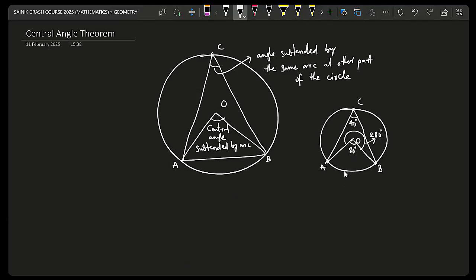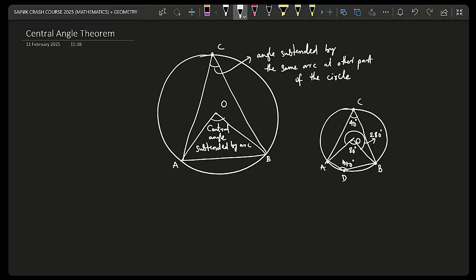Now, if you take any other point on the remaining part of the circle, let us take this as D, this angle is going to be half of that angle. So half of 280 degrees is going to be 140 degrees. So this is the central angle theorem. There is a proof of this, but it is out of your scope. Just remember the statement. What is it?